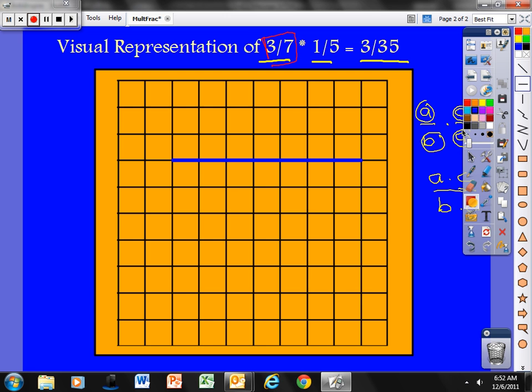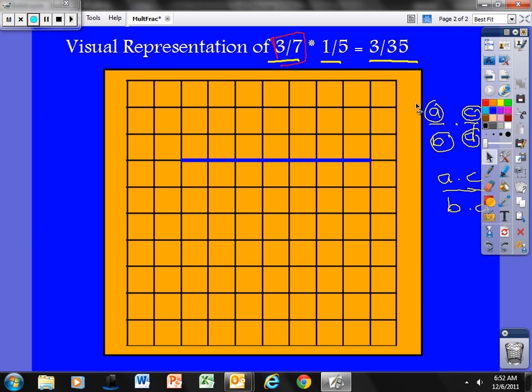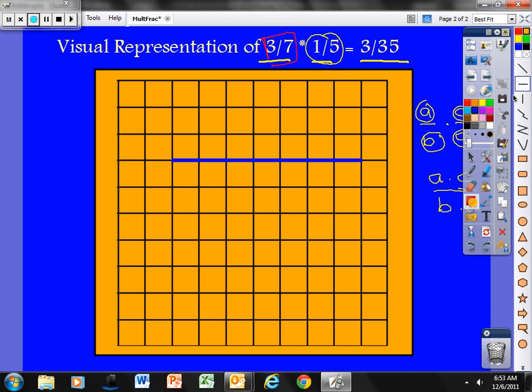Before I make my bottom line, I'm going to look at my second fraction, which is 1/5. I have one part out of 5 wholes. Now my 3/7 was my horizontal line. My 1/5 is going to be my vertical line because I want to find the area where they overlap. Because I have 5 total parts, my line must be 5 blocks long. So I go 1, 2, 3, 4, and 5.